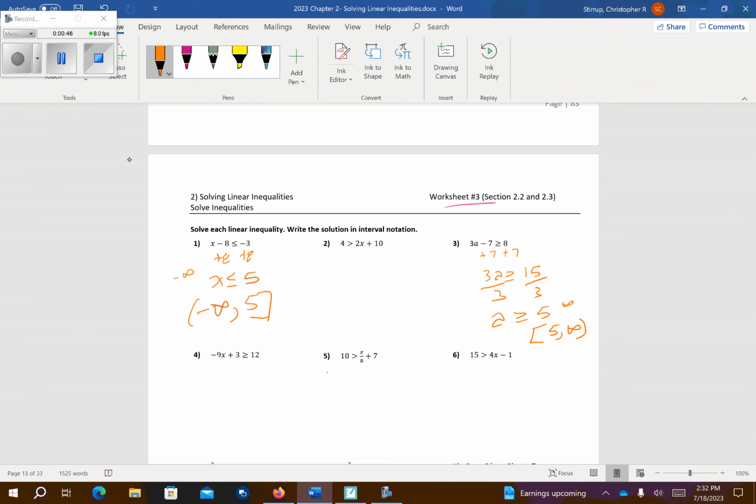For number 5, I would flip the whole thing over first. That way you know what way it's going to go. Realize you're going to flip the sign over as well. Okay, let's multiply everything by 8 so we clear the denominator. Those cancel. And then subtract 56 from both sides. So x is less than, what is that, 24? Okay, so that's going to be going to negative infinity. So it's going to go from negative infinity to 24. 24 is going to be a soft bracket.